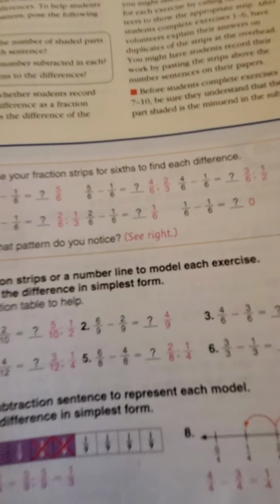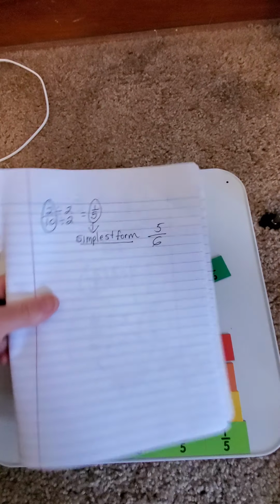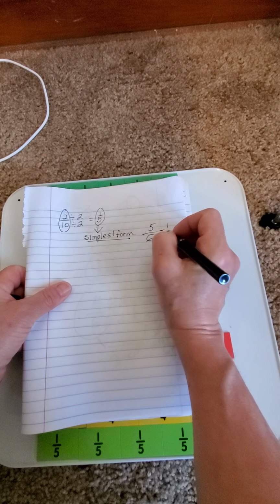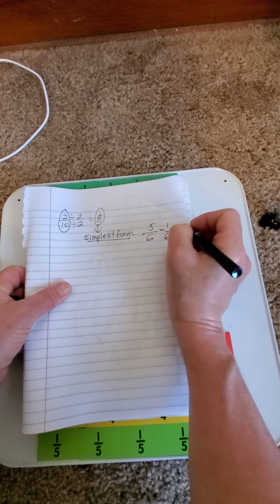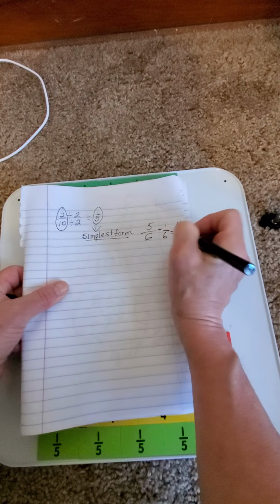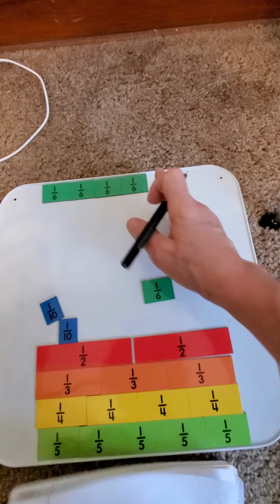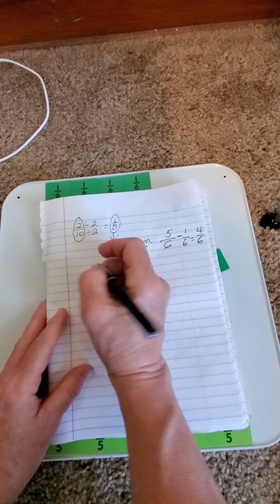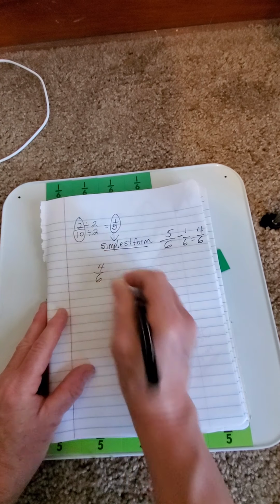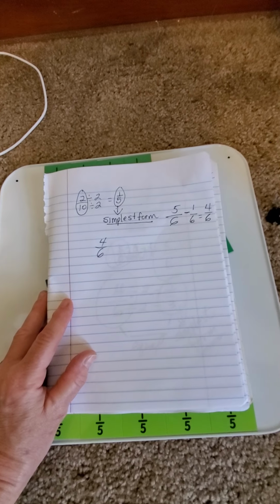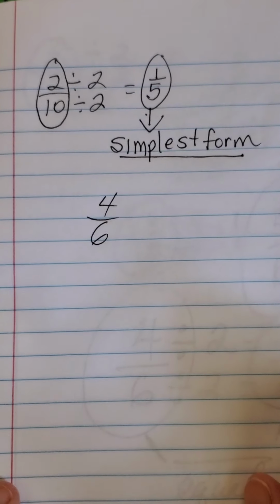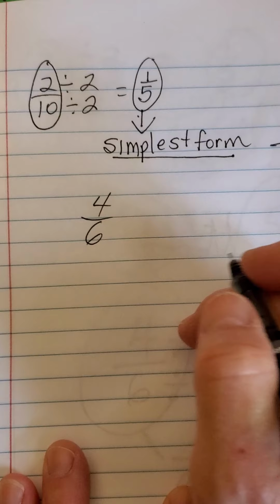The next one is 5 sixths minus 1 sixth. 5 sixths minus 1 sixth equals 4 sixths, right? 1, 2, 3, 4, 5. Take away 1. We've got 4. So here we are with our 4 sixths. Now I want to ask you, is this in its simplest form? No, the answer would be no.